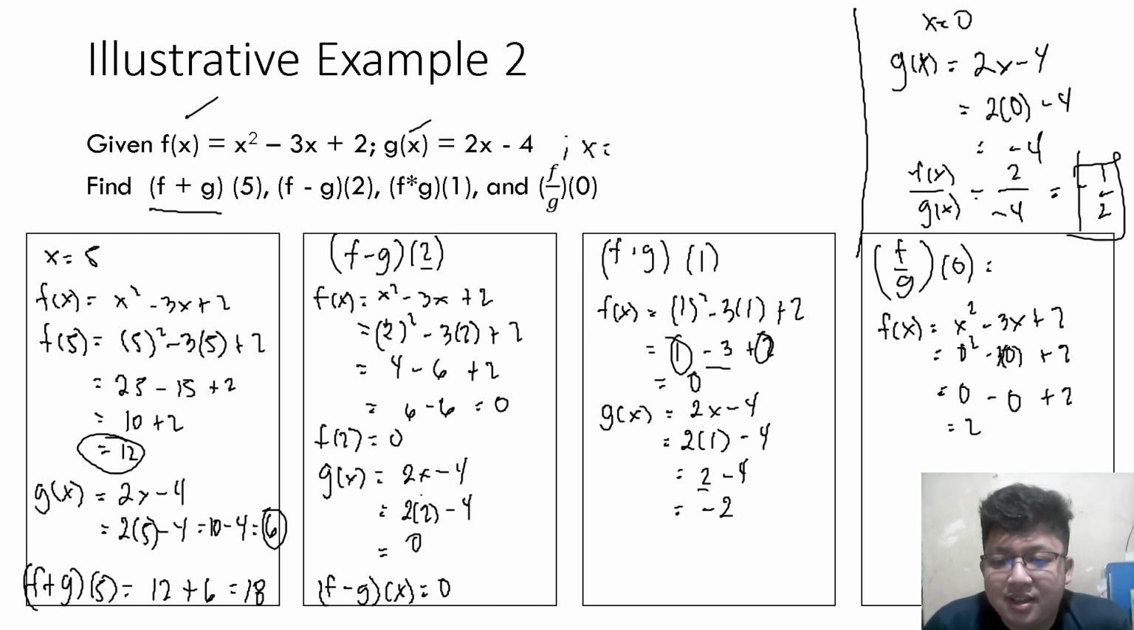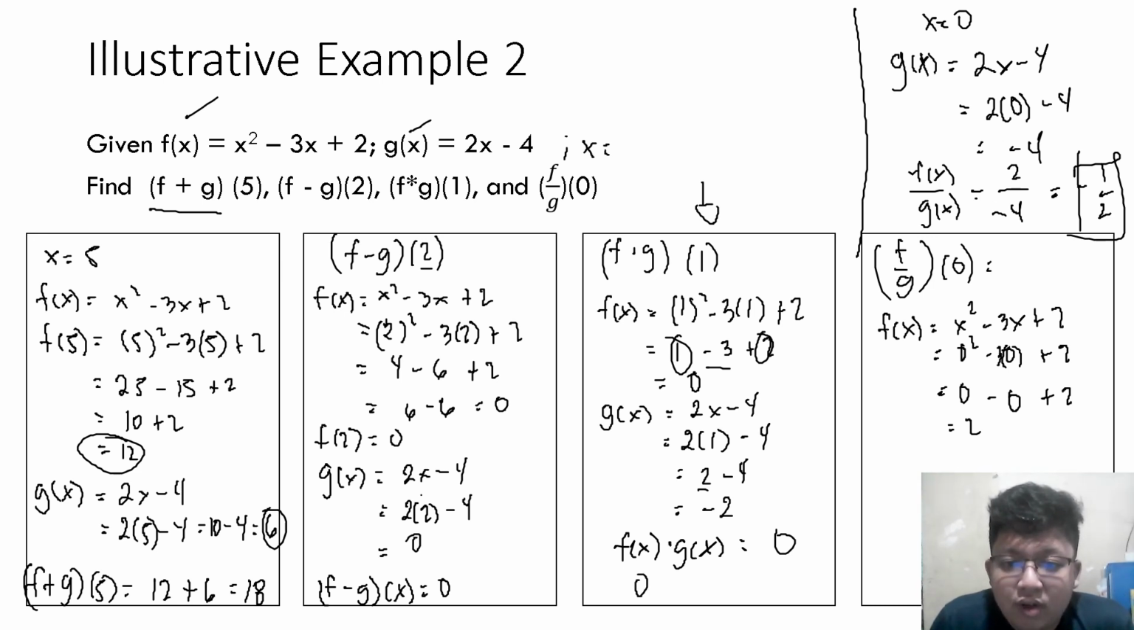Ayan po. Now, balikan ko lang po ito. Sa part po na ito, sa third example natin, i-multiply pa po natin siya. So, f of x times g of x is equal to 0. Why? Because we have 0 for f of x and negative 2 for the g of x. Kaya po naging 0 ang sagot. Okay? And that is all.